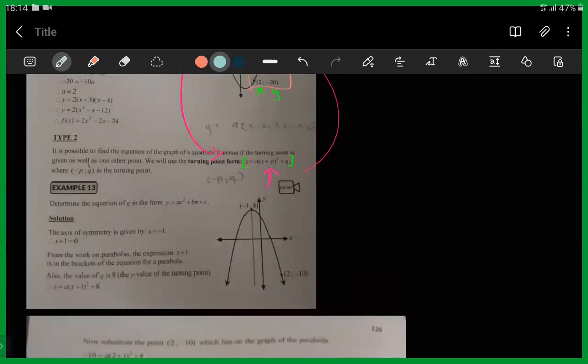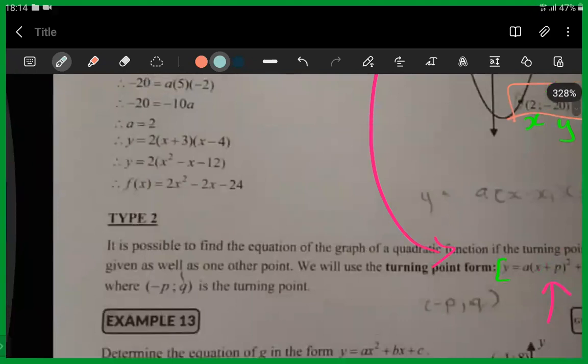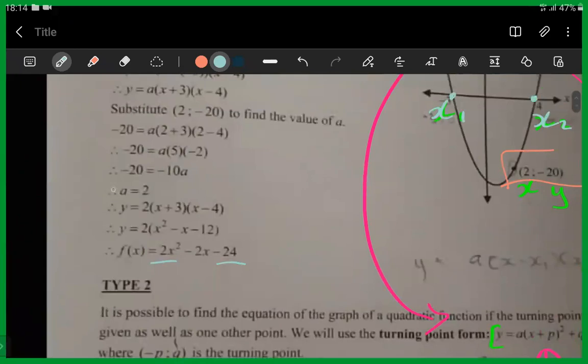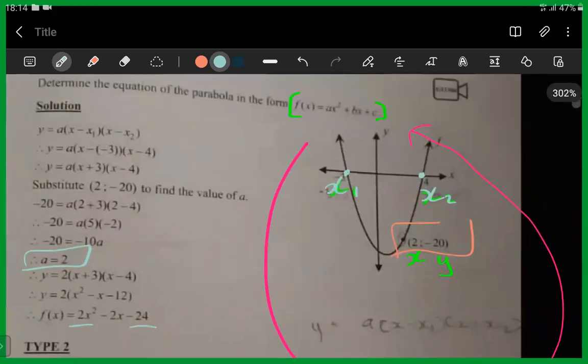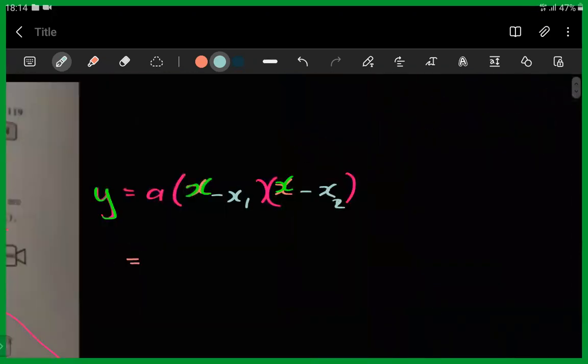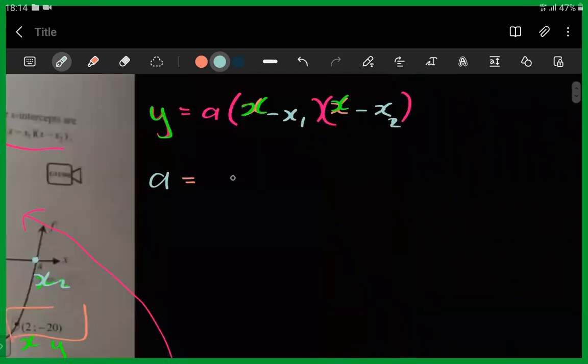Okay, so when you say skip to the last part, do you mean skip to this last part, where it says f of x equals 2x squared minus 2x minus 24? Yeah, so the idea is, you see here, they worked out a. So the moment they got a, they got a as 2.